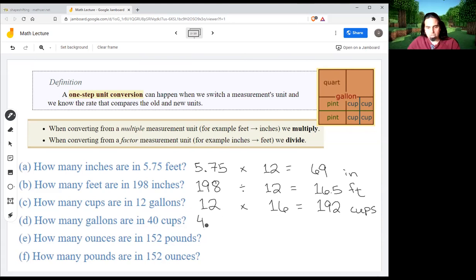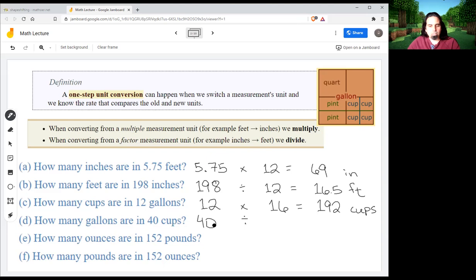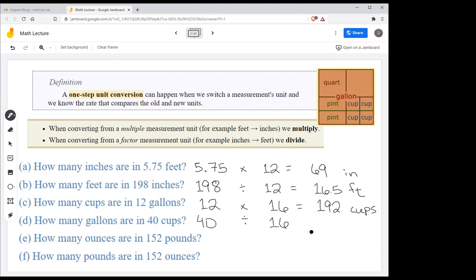Or if I have 40 cups and I want to go into gallons, now am I doing a multiply or divide? Divide. The cups are the small thing. They are the factor of the bigger thing. Okay, and it's again 16 is the number that connects cups and gallons. 2.5.